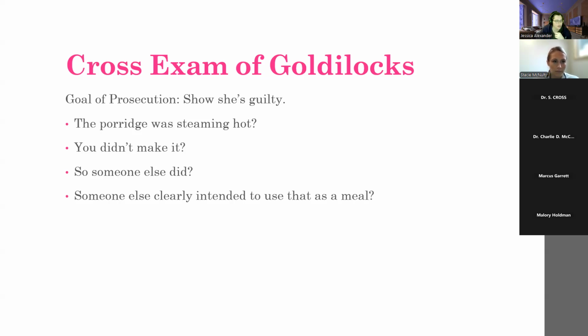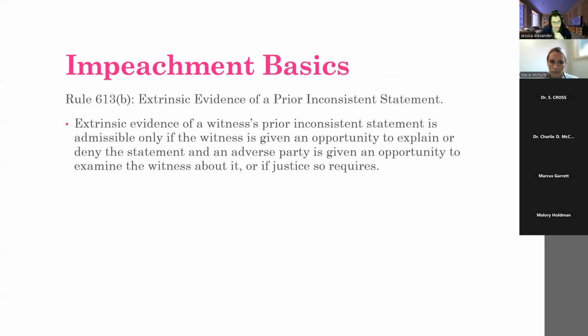Okay. And then, we talked a little bit about impeachment. Impeachment can be very complicated, but I'm going to say the number one thing that people do wrong on impeachment is that the first thing you have to do is give them a chance to explain their inconsistent answer.